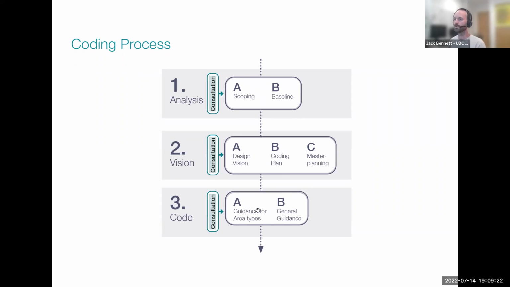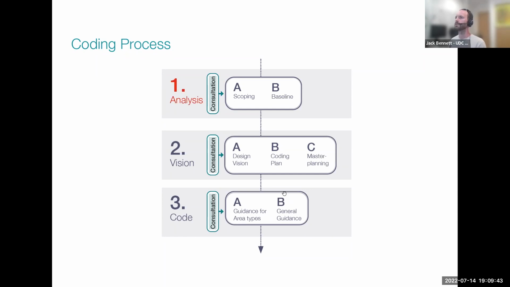Last stage is the more detailed coding then. So there'll be guidance for area types or site types, more general guidance that might cover the whole district, and that's the more detailed design guidance. It could cover anything from parking, open spaces, house types, materials, etc., etc. And we'll get into that detail.